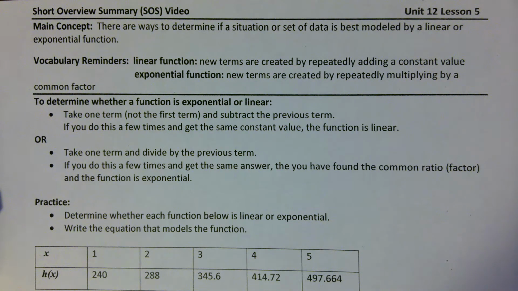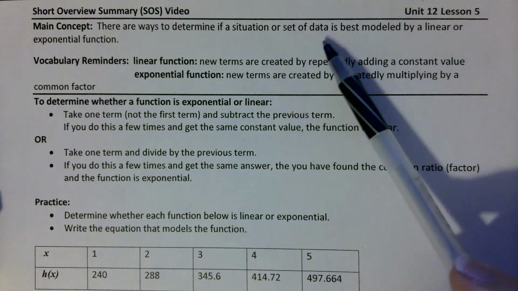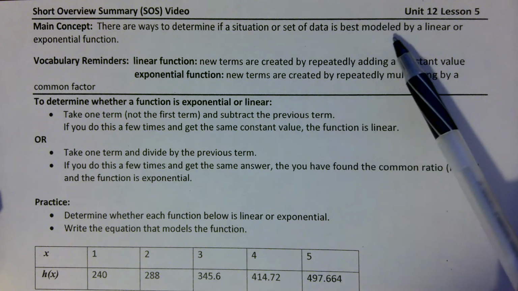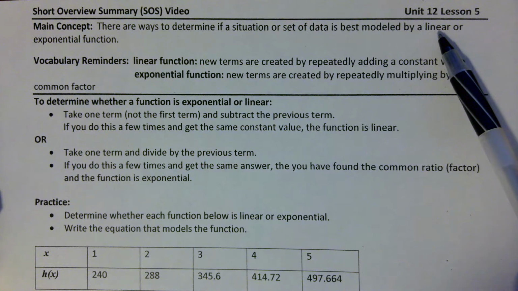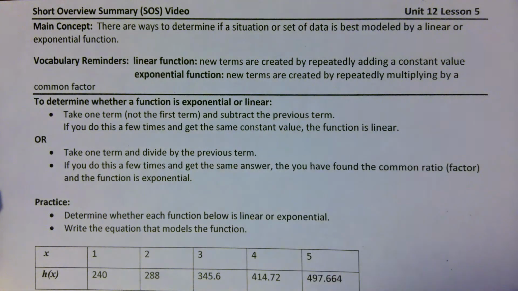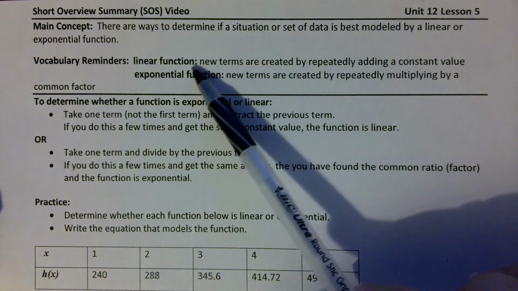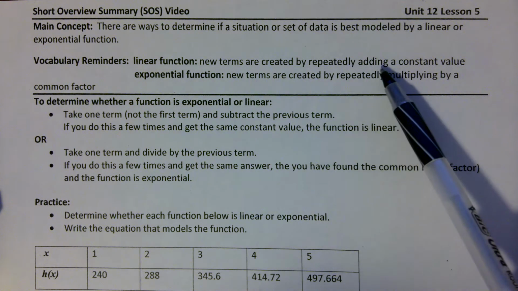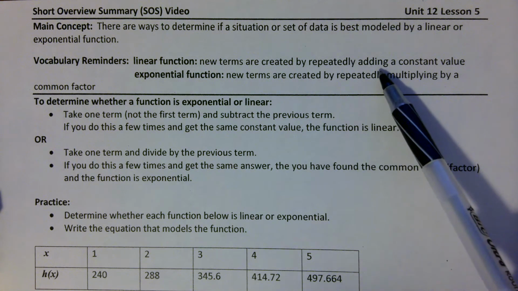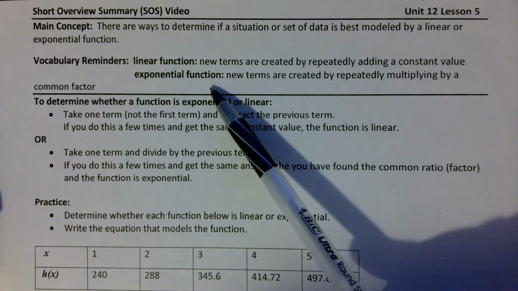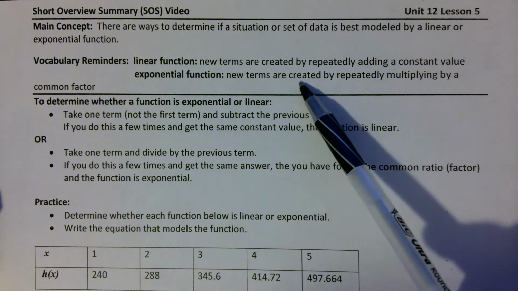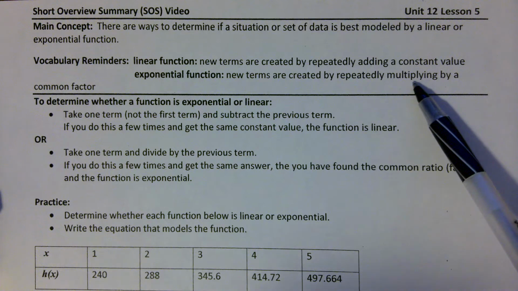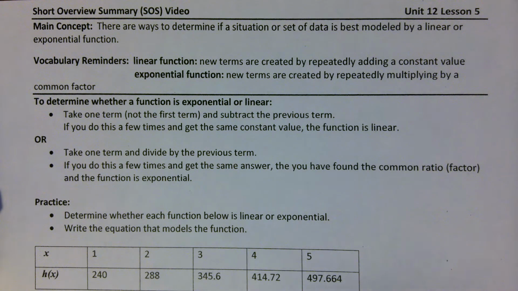Hi, this SOS video is about finding ways to determine if a situation or set of data should best be modeled by either a linear or an exponential function. So just remember, a linear function is when new terms are created by repeatedly adding a constant value. An exponential function, new terms are created by repeatedly multiplying by a common factor.